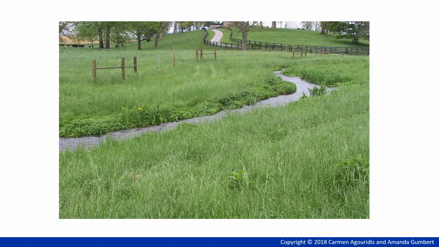While physically stable, this stream lacks riparian vegetation that shades the stream and provides a source of carbon. Agricultural practices in the area may also impact water quality.